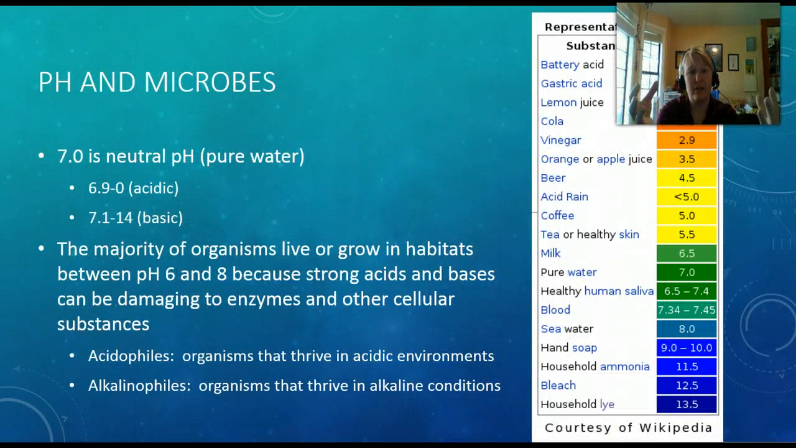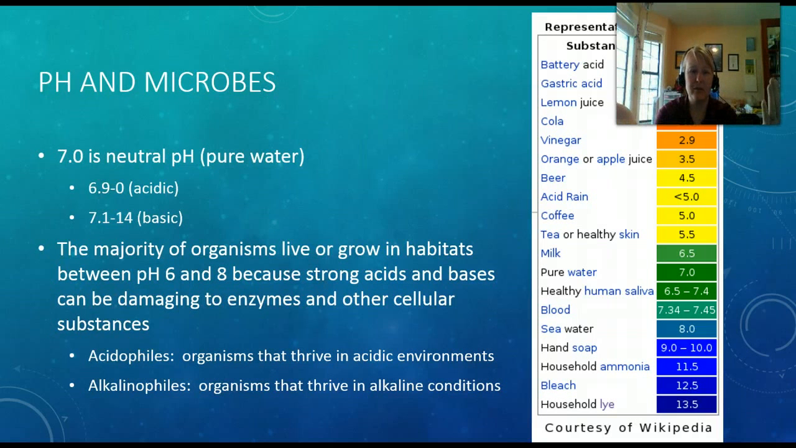Our next environmental factor is pH. So we know, or hopefully know, that 7.0 is neutral pH. This is right smack in the middle of the pH scale. This is if we have pure water. Now this is not necessarily the water that comes out of your tap. Those waters are always slightly different in pH, but pure water is a pH of 7. 6.9 to 0 is considered acidic, 7.1 to 14 is considered basic.